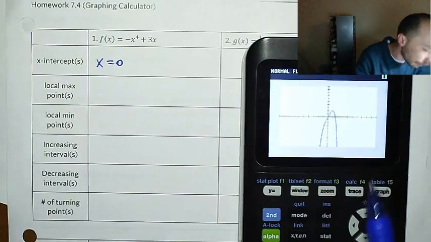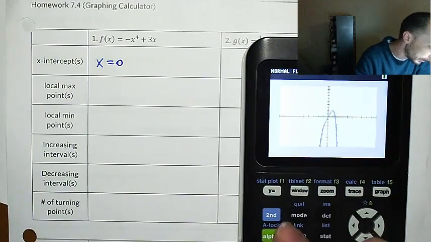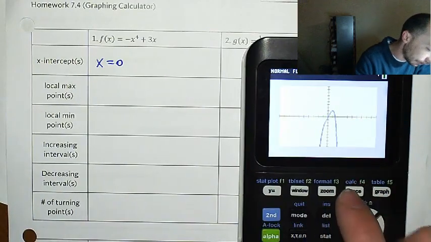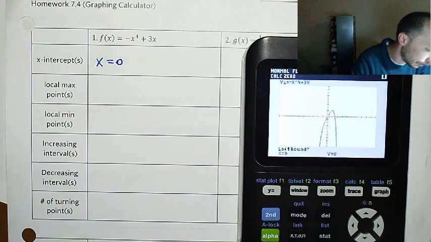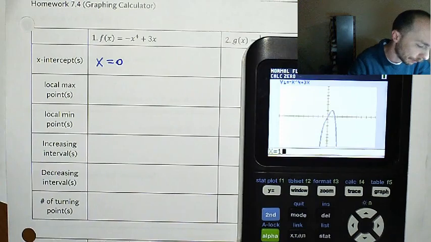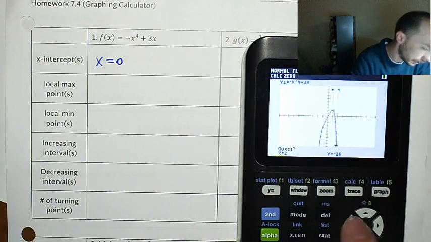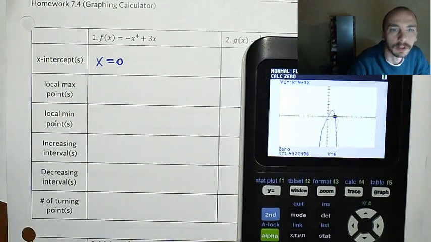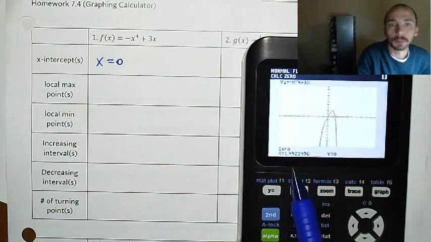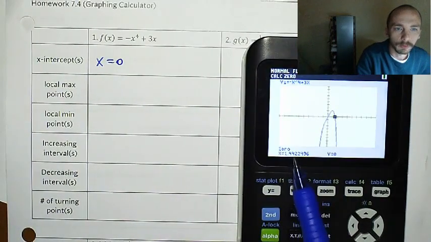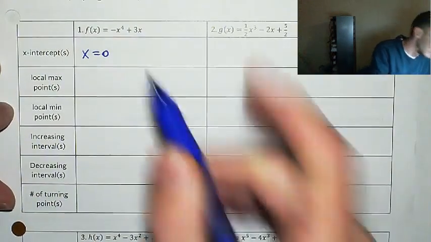I don't really need to locate that one, but I've got one between 1 and 2, and I don't think it's worth guessing 1.5 or anything. I'm going to calculate a 0. I can see it's between x equals 1 and x equals 2, so I'm going to type in my left bound of 1, my right bound of 2. Give it a guess. And then it'll give us our approximate 0. Now in this class, we're going to round to 3 decimal places. So that's 1.442.